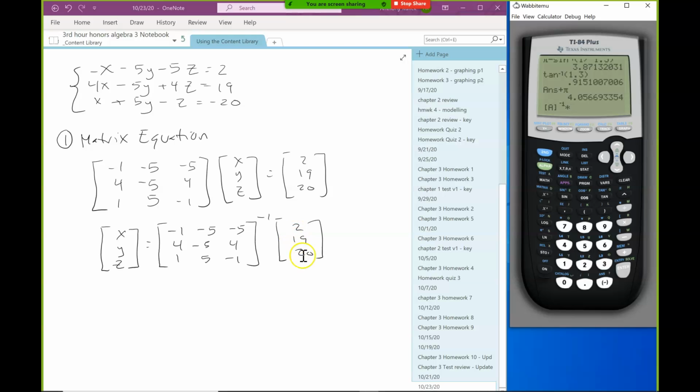The 2, 19, 20, the other matrix that I'm going to use, is part of my solution. Is that okay? And then I'm going to go back to my matrix menu. So I'm going to press second matrix. And this time I'm going to select matrix B. So what I have written on my calculator is exactly what's on my sheet of paper, because this is A and this is B. Then I'll press enter.